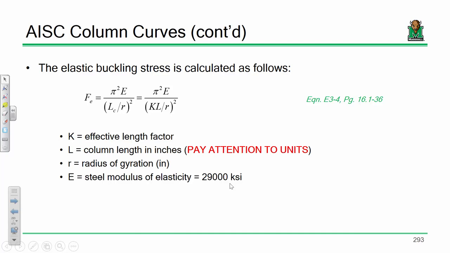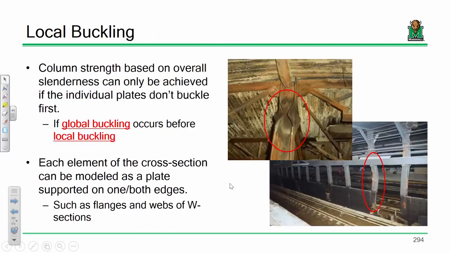Now, that's what we derived. So I don't want you to think it's not useful. It is certainly a useful parameter. It's just not good enough. So we use that to compute either elastic or inelastic critical buckling stresses. Okay, and this is where we left off last time.